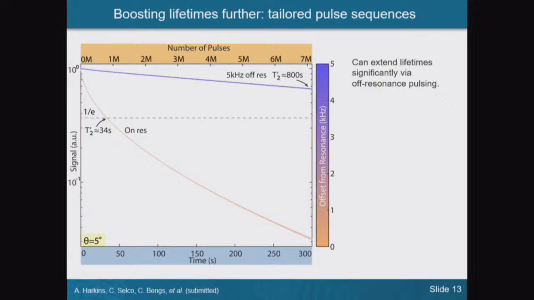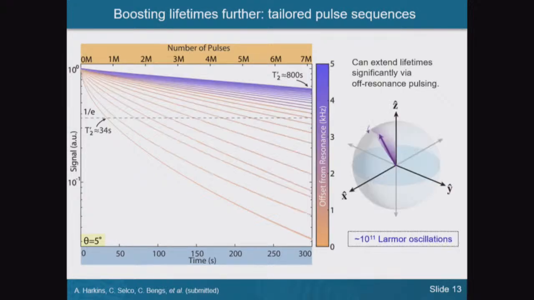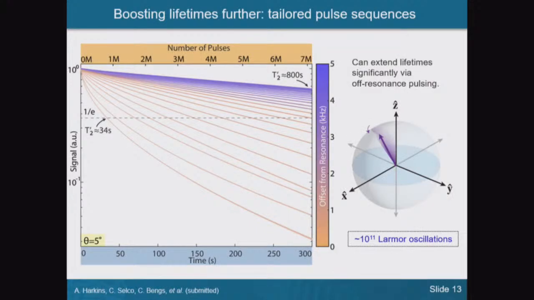And in the most recent experiment, we have been able to reach a lifetime of this T2 prime of 800 seconds. So we've gone from normally 1.5 milliseconds to 800 seconds. This corresponds to an improvement in lifetime of 500,000, okay, just with some pulse sequence. And in this case, we are applying 7 million pulses.